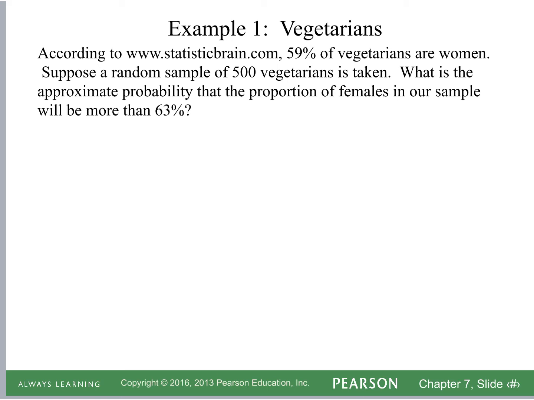So let's figure out what we got here in the problem. So I see this sample of 500, and I see this 59% of vegetarians. So this 59% here, is it P or is it P hat? Well, because it's coming from the entire population, this represents P. And so what is the entire population? Right now it doesn't give us a value for that, but we're going to say the population here is all vegetarians, because that's what we're talking about.